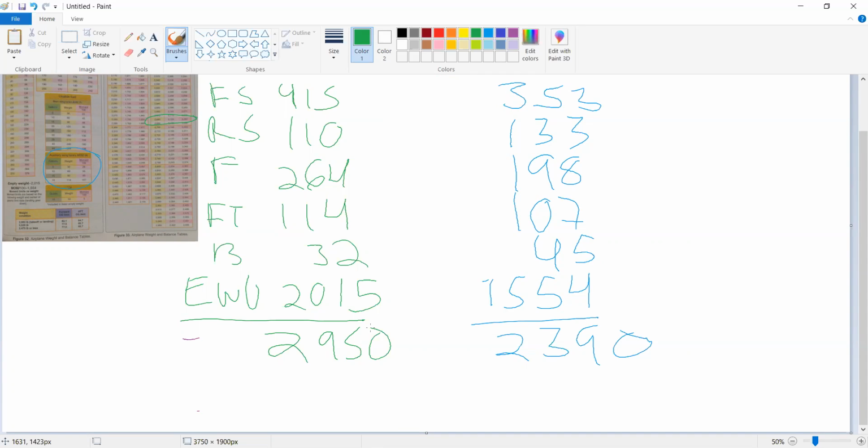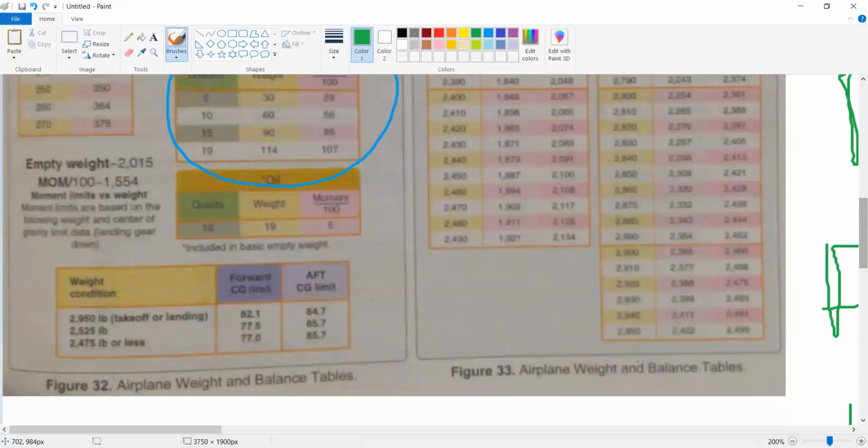All right, let's look at our moment at 2,390. So unfortunately, we're not aft. If you look at it, let's zoom in. We're looking at exactly these numbers, 2,422 and 2,491. We are 2,390. We are below that. So the answer for this is: the weight is within limits, but the CG specifically is out of limits.